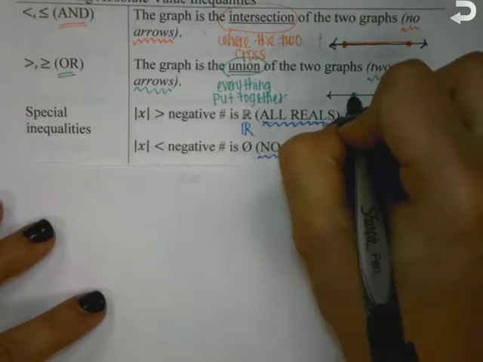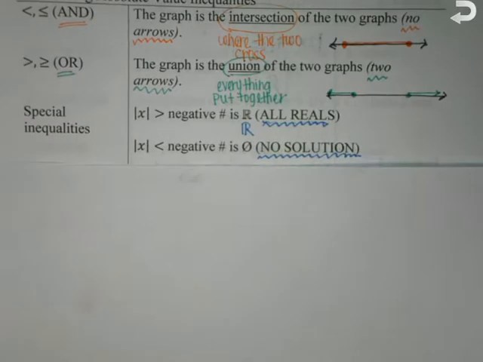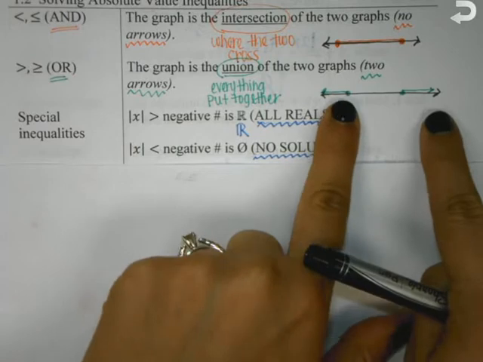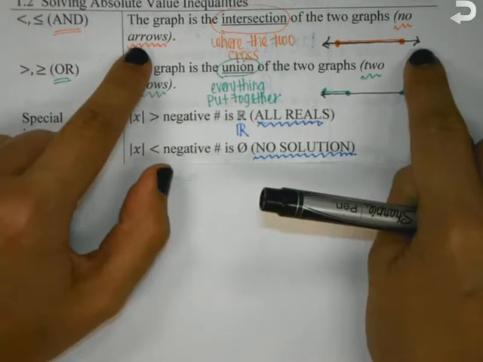We never want to forget our special cases. If we have an absolute value greater than a negative, your answer is all real numbers. And if you have an absolute value less than a negative, it's no solution.